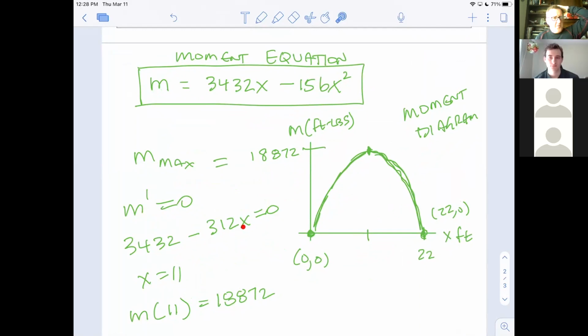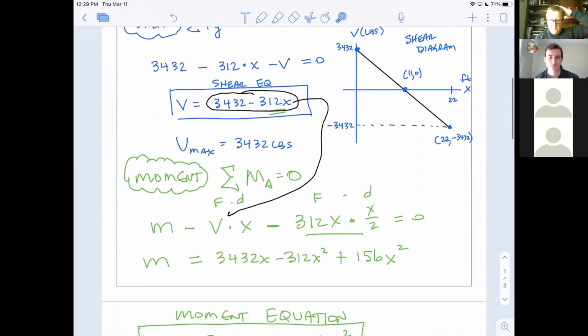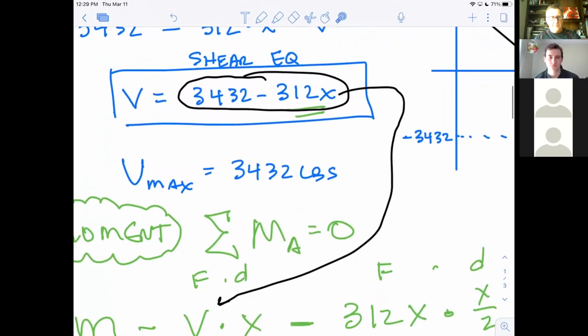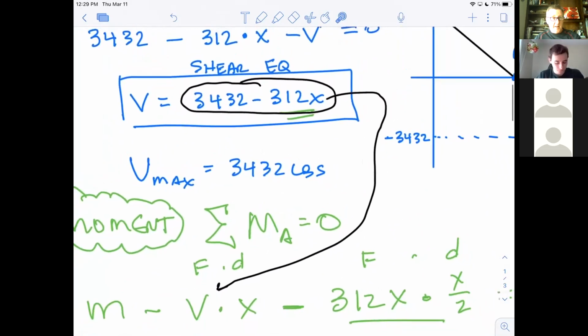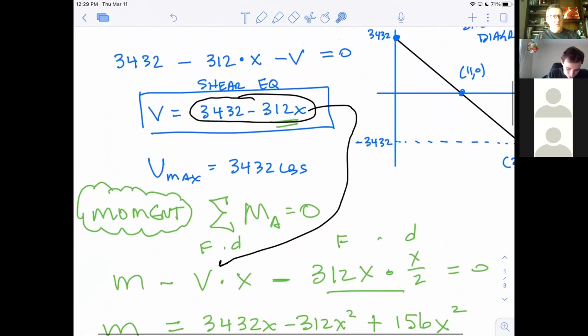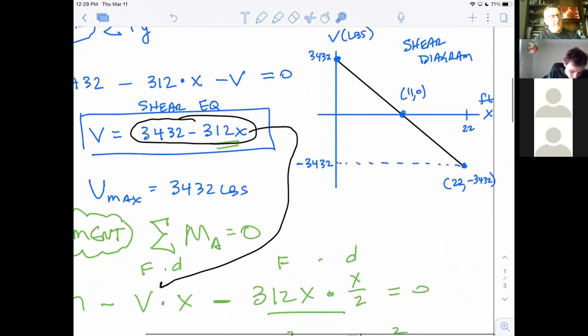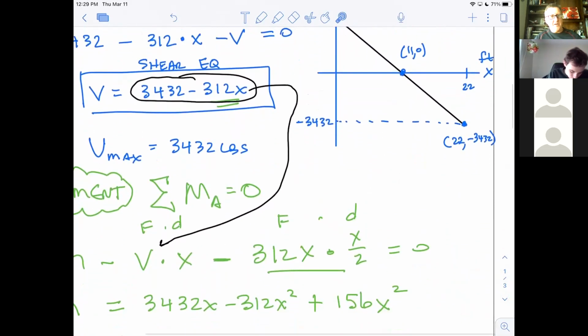Where have we seen that before? Isn't that the shear equation? That's not a coincidence. The moment max happens when the shear is equal to 0. In other words, I could have actually known that. We'll talk more about this next week, but there is some deep magic here that is glorious in terms of math and calculus and so forth.